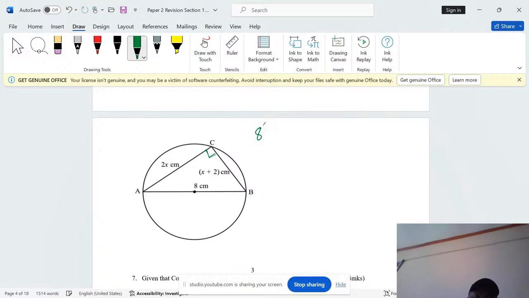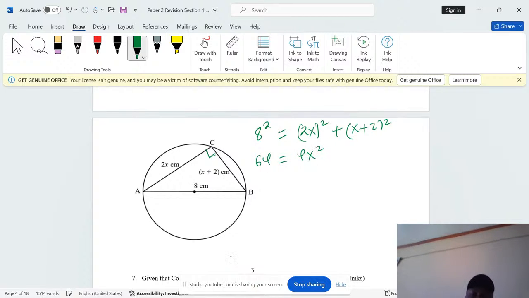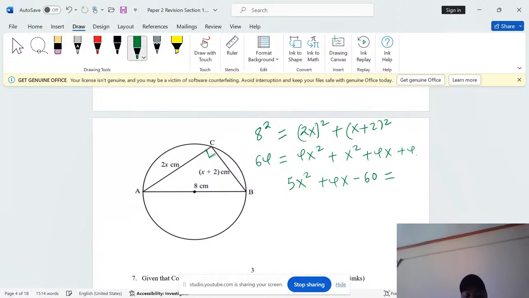Therefore, 8 squared is the same as 2x squared plus x plus 2, also squared. This will be 64, equivalent to 4x squared plus x squared plus, when you expand this one now, you get 4x plus 4. Then we can group like terms together and have 5x squared plus 4x. When 64 is brought to this side, it will be minus. Therefore, minus 64 plus 4 will be minus 60, equivalent to 0.